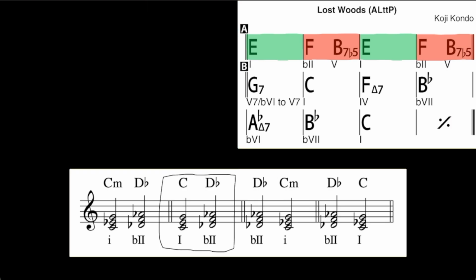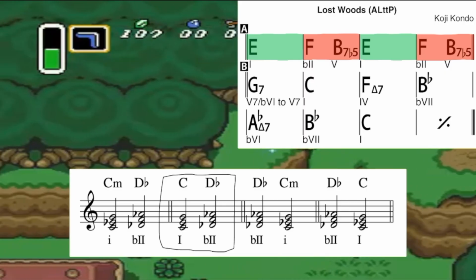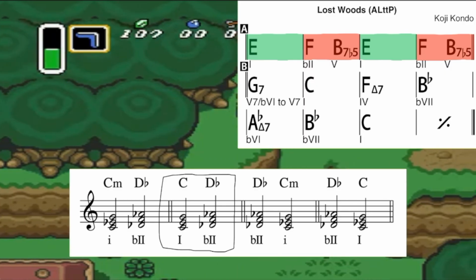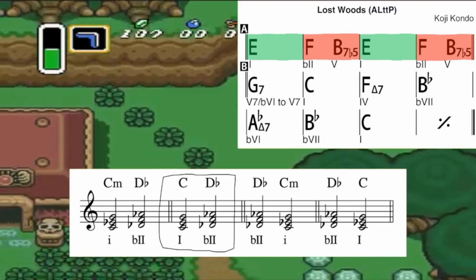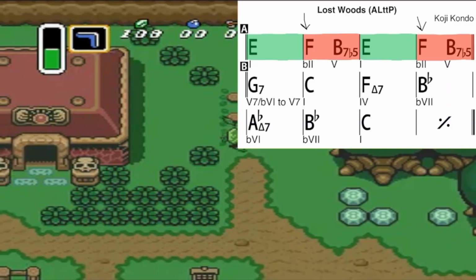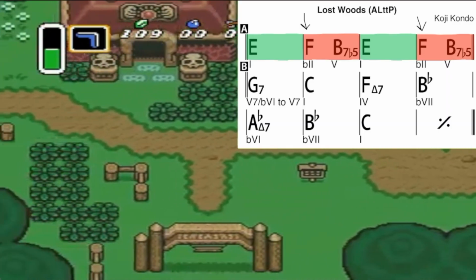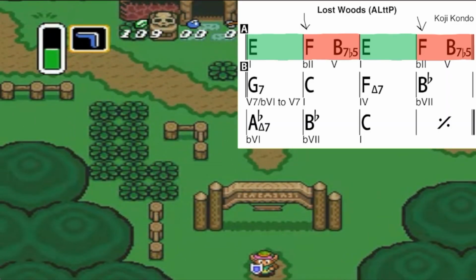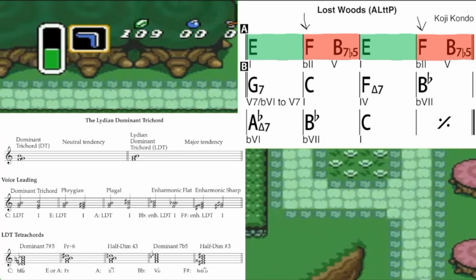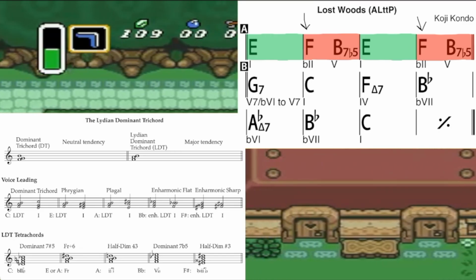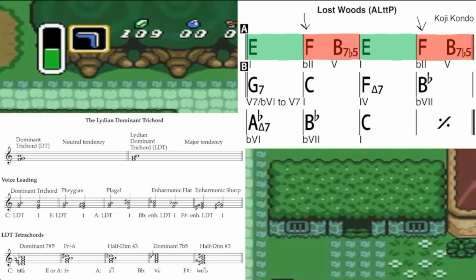And it's the second type of 1 flat 2 vamp where we have a major tonic and a major dominant, giving it a very Phrygian sound. Now I want to hone in on these flat 2 chords, because this is the essence of what Koji Kondo is doing. He's using a concept that I've talked about in a previous video, the Lydian dominant trichord.